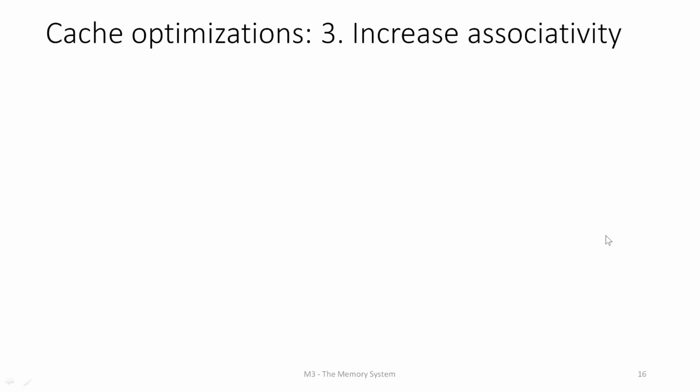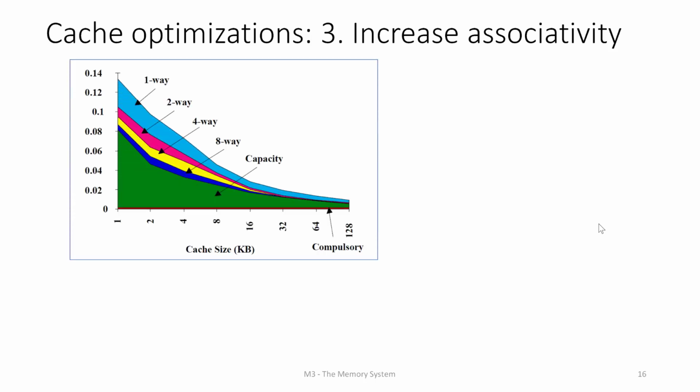The third optimization is increasing the associativity. I'm reusing the first figure we have looked at, where we had on the x-axis the cache size increased from 1 kilobyte to 128 kilobytes. The y-axis is the miss rate. For a given cache size, if we increase the associativity, the number of misses drop, the miss rate drops. So it's more or less straightforward that increasing the associativity will help us reduce the conflict misses for a given cache size and block size.